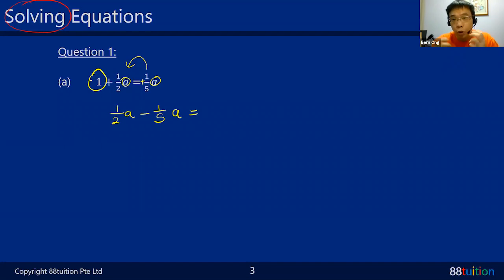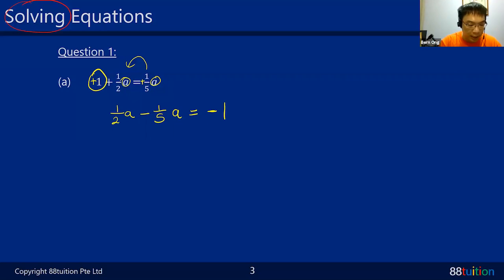This one here, I don't want the one there. Why? Because I want to consolidate all my A to one side and push all my numbers to the other side. So this one in front again, never write is a +1. All right, +1, I want to push across to the other side of the equal sign, to the right hand side. So +1 I bring across, it becomes a -1. Can you see or not? So here's what you do. Half minus 1/5. Can press calculator.